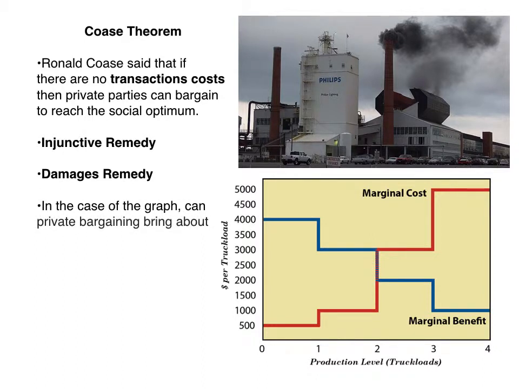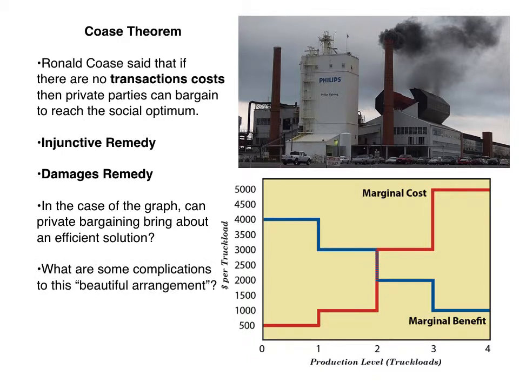Now here, in the case of the graph, can private bargaining bring about an efficient solution? Now, it depends on different circumstances. Let's see. This is the light bulb example.